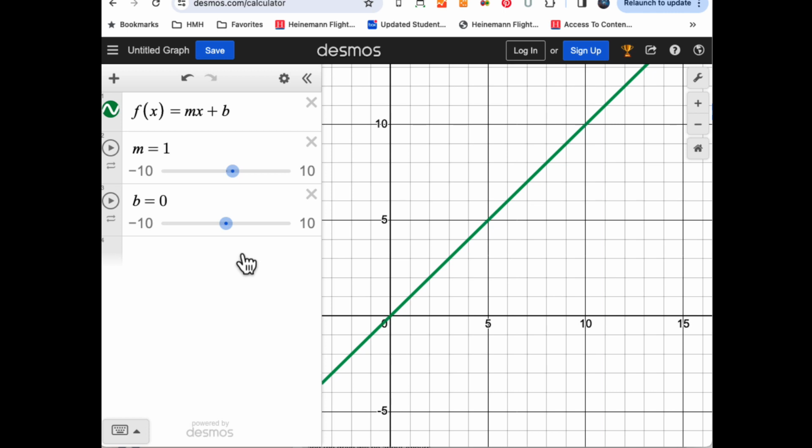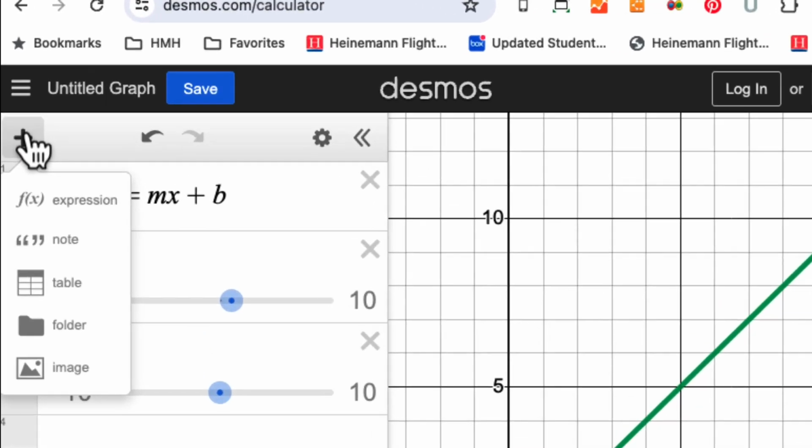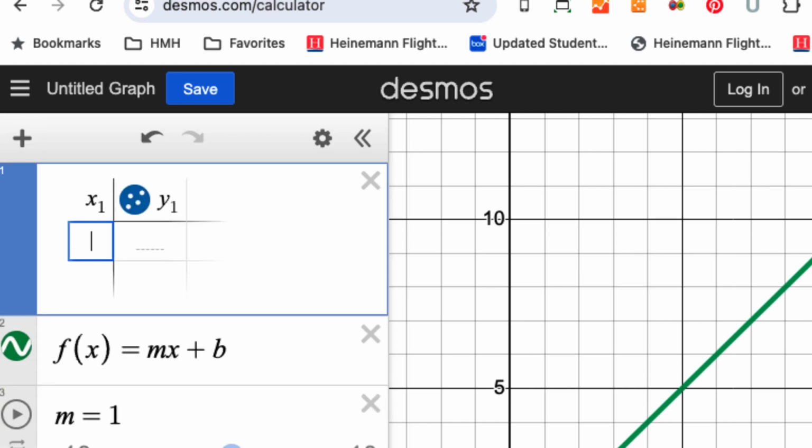You can also create a table of values for this linear function. Click on the plus sign and look for the table icon and click on it, like this. By default, you'll see x1 and y1, but we want to link this table to the function we just created. Replace x1 and y1 with x and f of x as shown here. Change x1 to x. Change y1 to f of x.